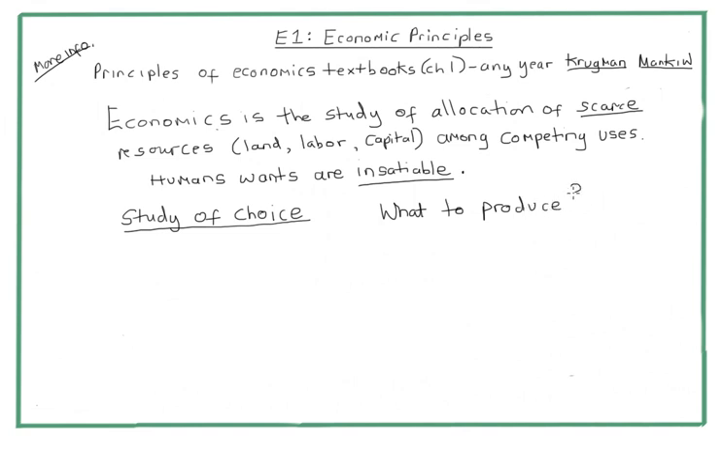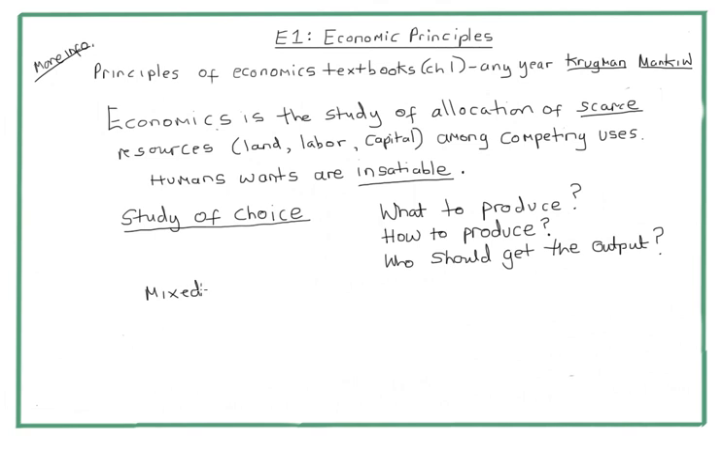That's the first question. The second question is how to produce it. And this is where the engineers come in. We want to produce things as efficiently as possible because resources are scarce and we don't want to waste them. And then finally, who should get the output? So that's really the question that all societies have to answer. And they answer it in various ways. We live in what's called a mixed economy. And a mixed economy is an economy that has a mix of market-based and government-directed decision-making.